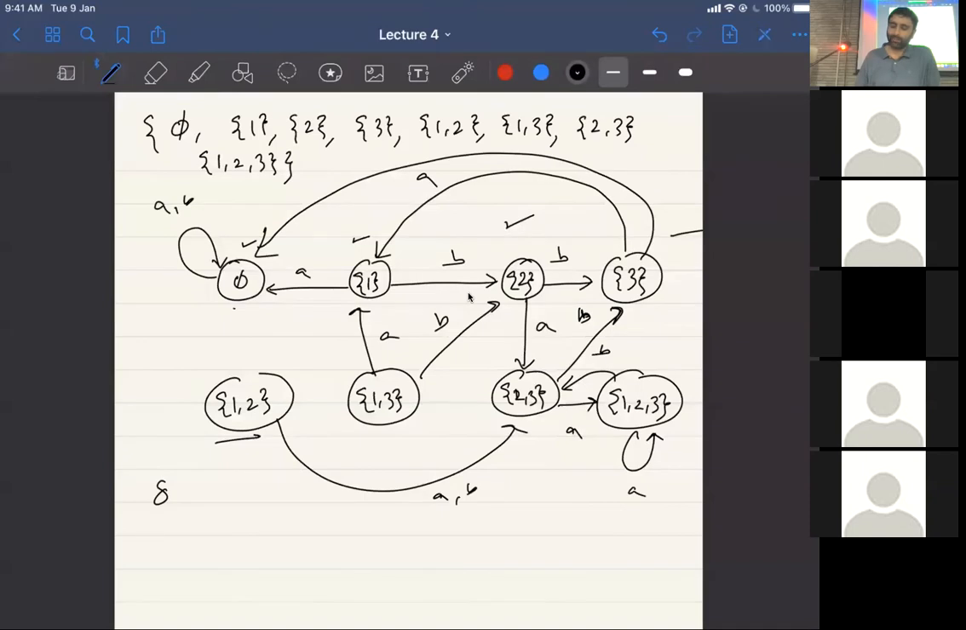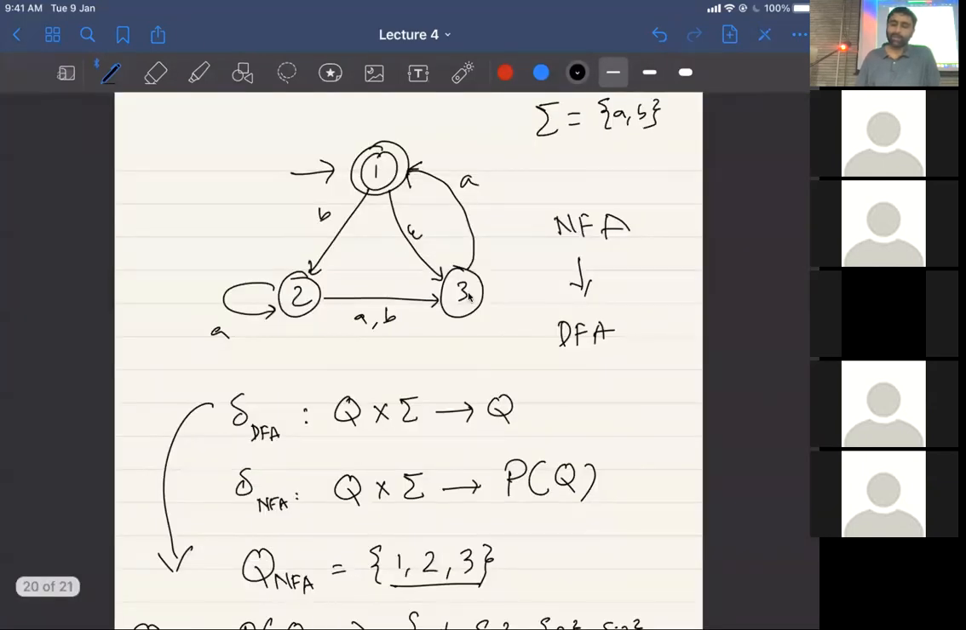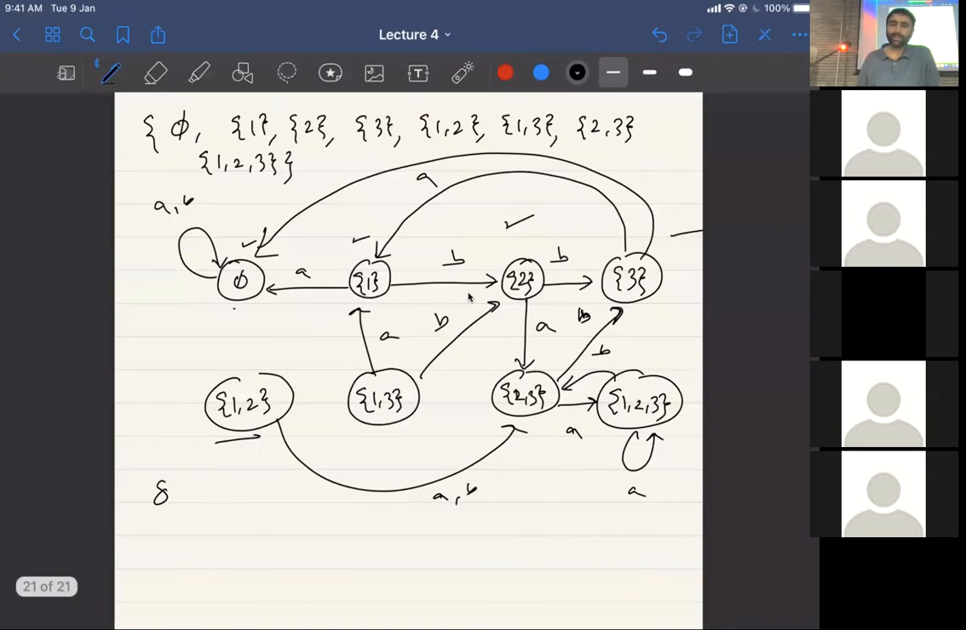Why will it be 2, 3? So let's do it again, once again. 1, 2, 3 and B. When state 1 reads B, where does it go? 2. When a state 2 reads B, where does it go? 3. So we have to union 2 and 3. When a state 3 reads B, where does it go? Nowhere. So what is the union of B? Just 3. That's it. This is the DFA of the NFA that we just constructed.